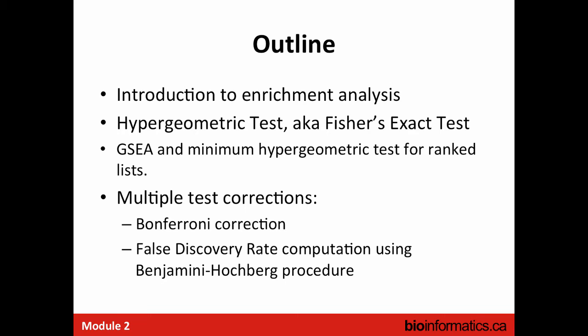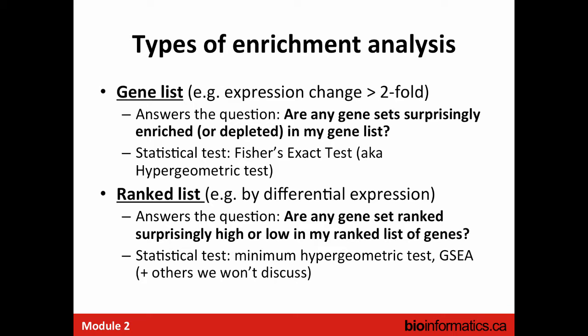in your integrated assignment. And then once I describe those tests, we're going to go into multiple test corrections, as I pointed out before. Okay, so as I said, you have two types of enrichment analysis. One is a gene list. Say you're thresholding expression change above twofold.